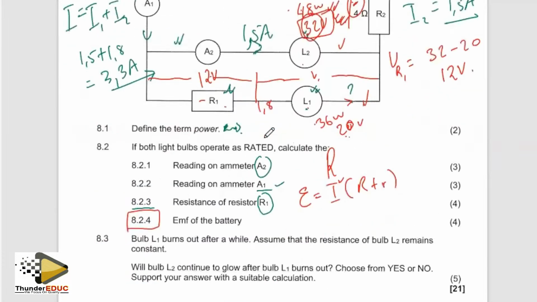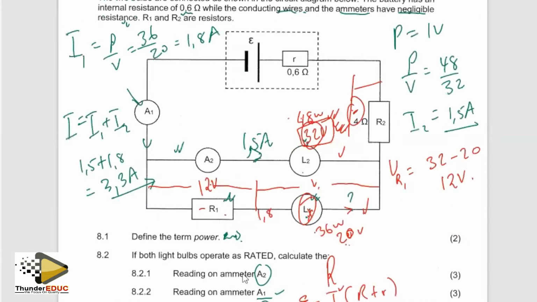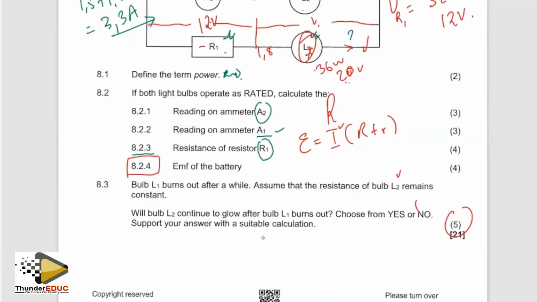Then 8.3 for 5 marks. L1 burns out, kaput, this one goes. It's normal. Assume that the resistance of L2 is still the same. Will L2 continue to glow after L1 burns out? Choose a yes or a no, and then we must support our answer with a suitable calculation.